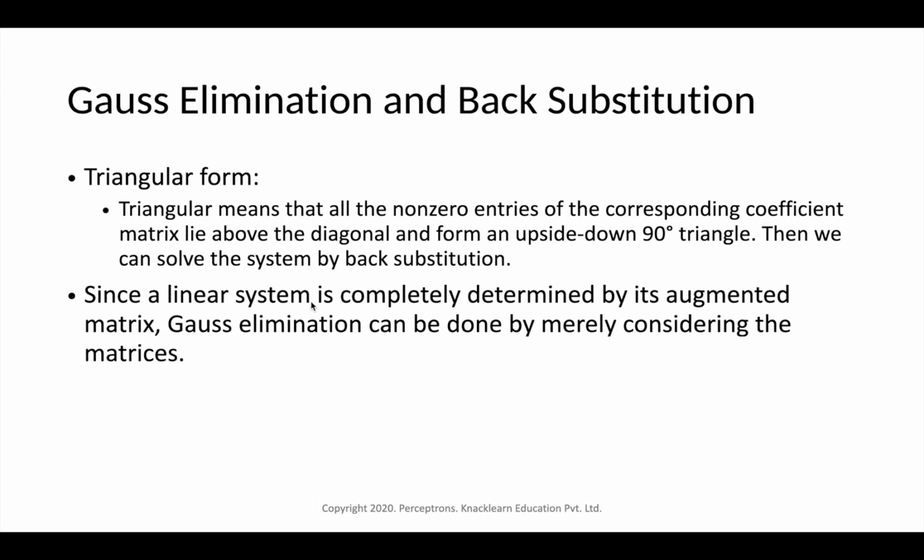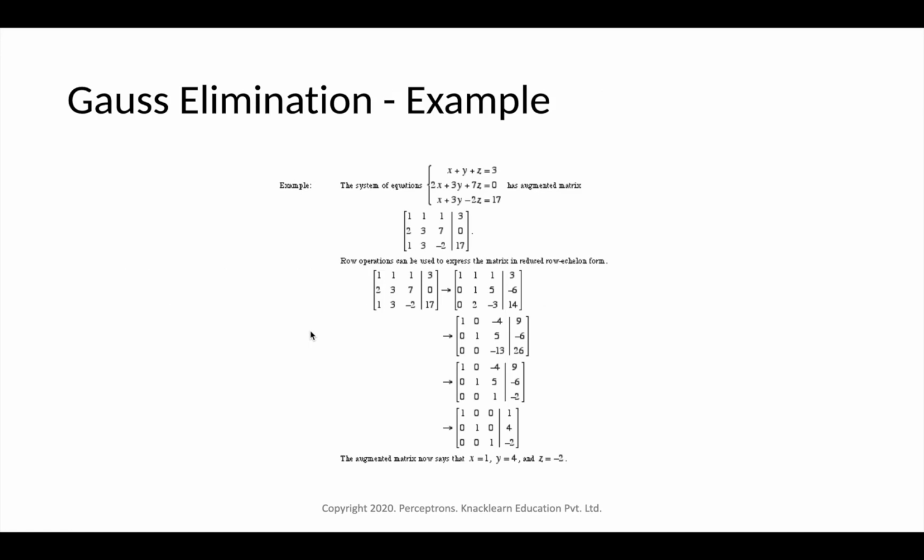Since a linear system is completely determined by its augmented matrix, Gauss elimination can be done by merely considering the matrices. So a linear system of equations is always determined by putting it in an augmented matrix format, and we can do Gauss elimination on top of that to figure out the solutions. How do we do this Gauss elimination? We will do the same as in reduced row echelon form: perform elementary row operations and bring the matrix to the form where all the leading entries are 1. Then we can solve the equations.